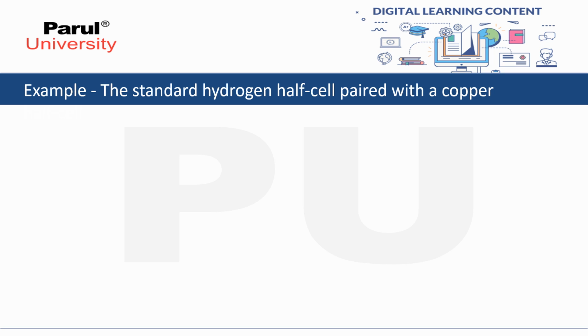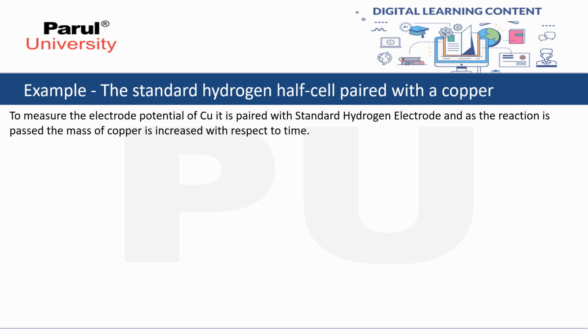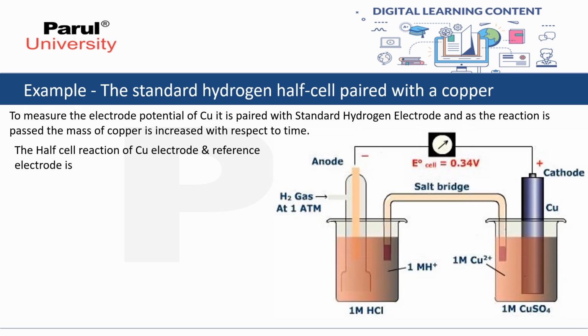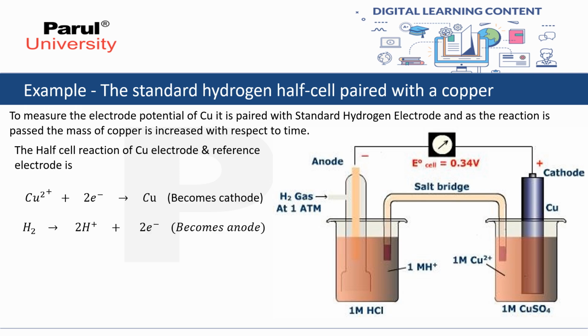Now, with respect to this reference electrode, we can find the potential of another electrode. For example, the standard hydrogen half cell paired with a copper electrode. To measure the electrode potential of copper, it is paired with the standard hydrogen electrode, and as the reaction proceeds, the mass of copper increases with time. In the half cell reaction, copper ion after gaining 2 electrons forms copper and becomes the cathode, whereas the standard hydrogen electrode, the reference electrode, becomes the anode.